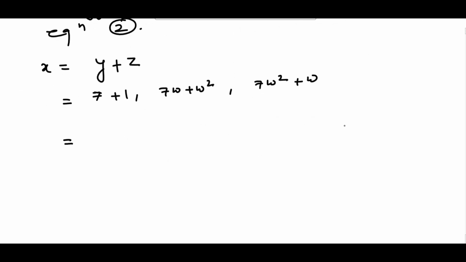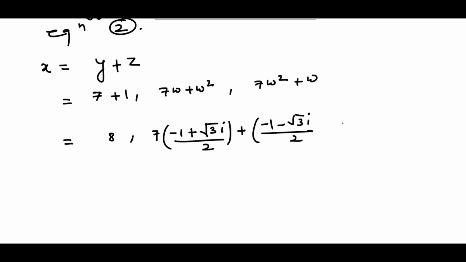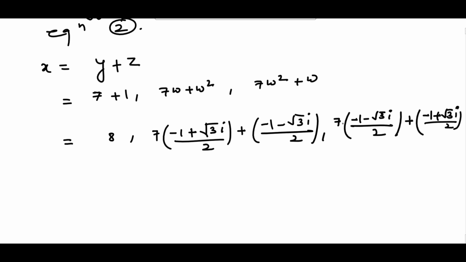So now 7 plus 1, that is 8. Value of omega, that is negative 1 plus root 3 i over 2. Omega square, that is negative 1 minus root 3 i over 2. Here will be 7 omega square, that is negative 1 minus root 3 i over 2, and plus omega, that is negative 1 plus root 3 i over 2.